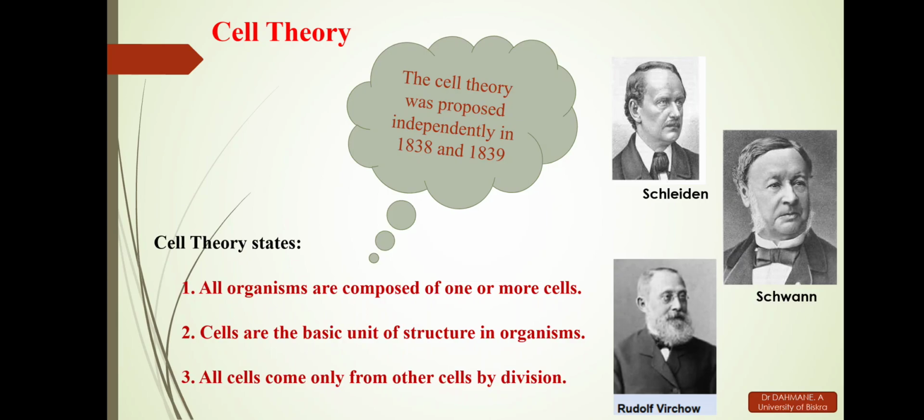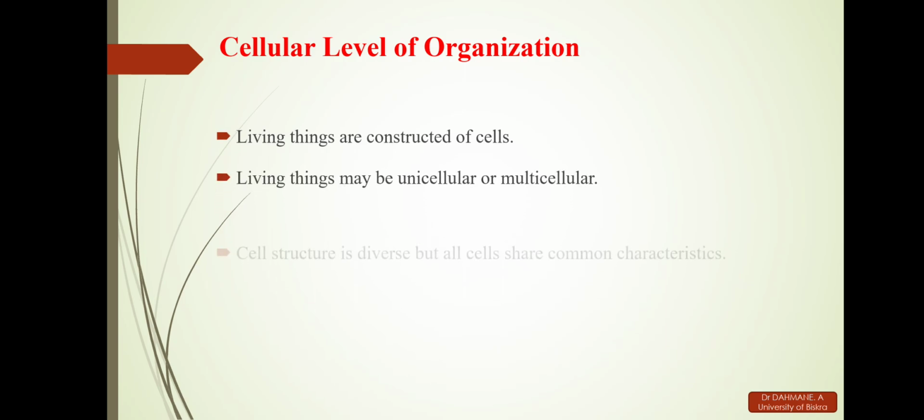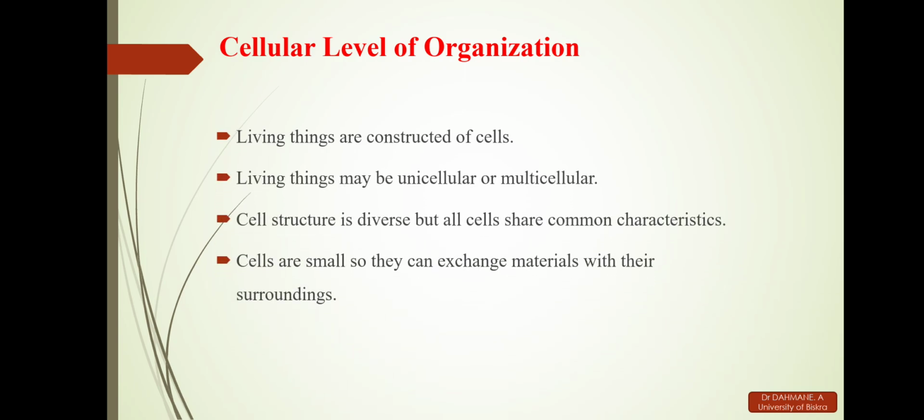So a given cell could be considered as the ancestor of other cells by division, by mitosis, meiosis, or fission, depending on the type of cells. For the cellular level of organization, each living thing or organism is constructed of cells, which may be unicellular, such as protozoans, or multicellular, such as plants and animals, including humans.